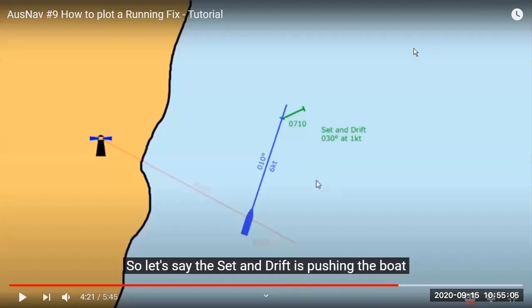Okay, so next we move to a case of running fix with current. Again, same initial bearing is 290 at 0640, and the ship is moving at 010 at 6 knots for half an hour. So we cut an arc of 3 miles because the next final bearing is at 0710.